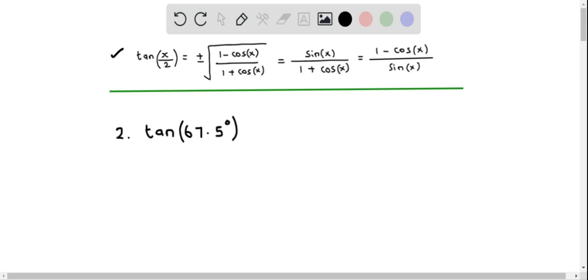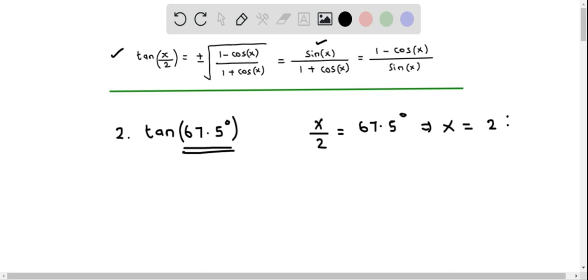So for this problem we will be using this form. In fact, you could use any of the other two forms as well. So let's use the second one. And since we are going to use the half angle for tangent, we have to consider this part as x by 2. That is x by 2 equals 67.5 degrees. And this implies we multiply both sides by 2.